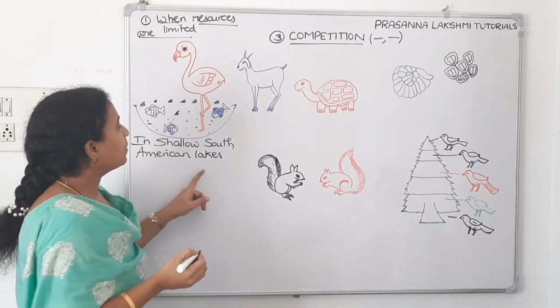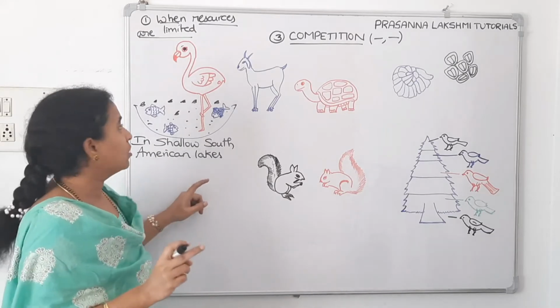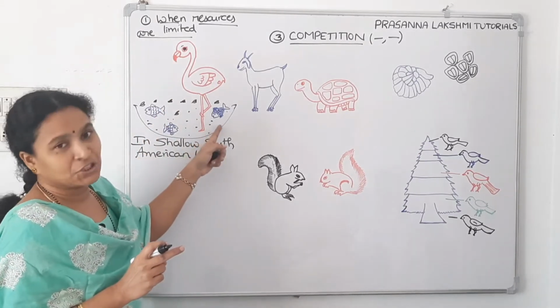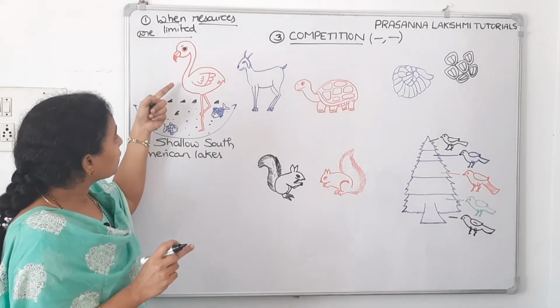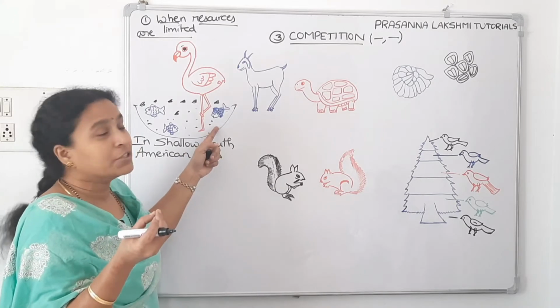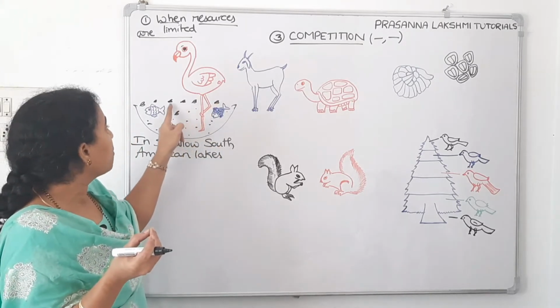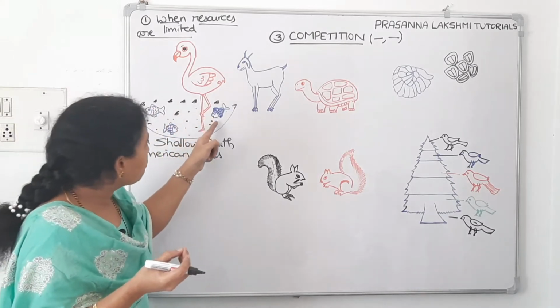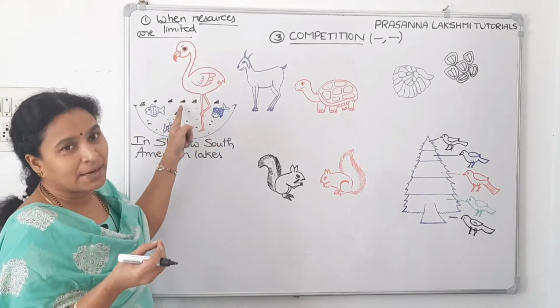In shallow South American lakes, there was competition between the visiting flamingos and the resident fishes for their common food, which is the zooplankton. So these small insects which I have drawn here are the zooplanktons. For fish also zooplankton is a food. For flamingo also zooplankton is a food.